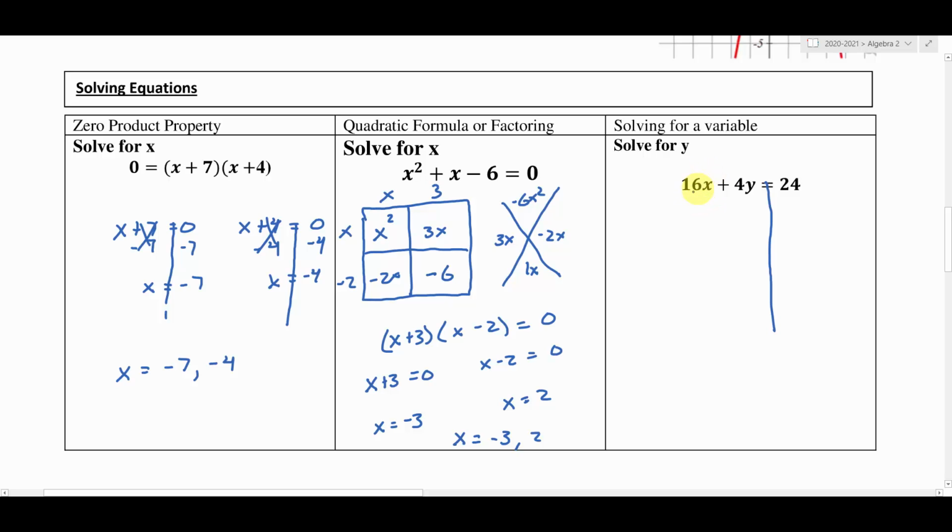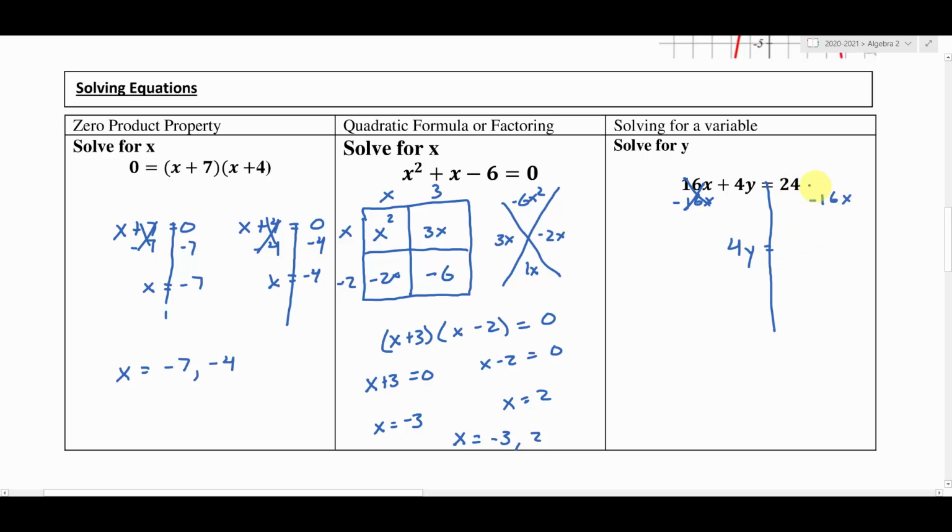I'm going to start with the 16x. So minus 16x on both sides. All right, so to move something from one side to the other, you have to do the opposite. So this is a positive 16x, which is why I'm subtracting 16x. And then whatever you do on one side, you have to do on the other side. Okay, so on this side, the 16x's will cancel, and all that's left is a 4y.